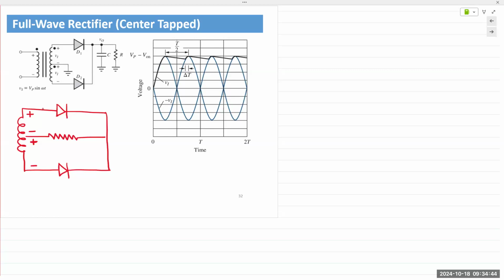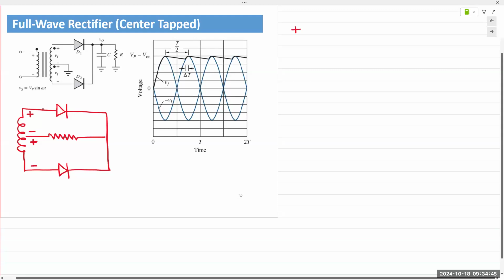Anyway, so let's look at how these diodes would work. In the positive half cycle, you have plus at the top, minus at the bottom. Which diode is on and which one is off?